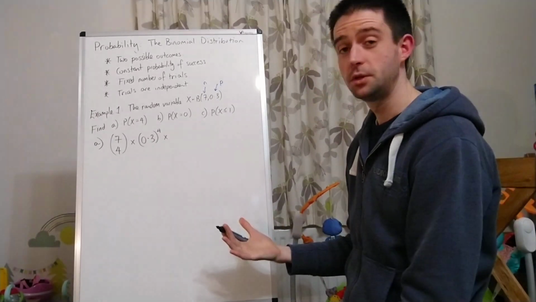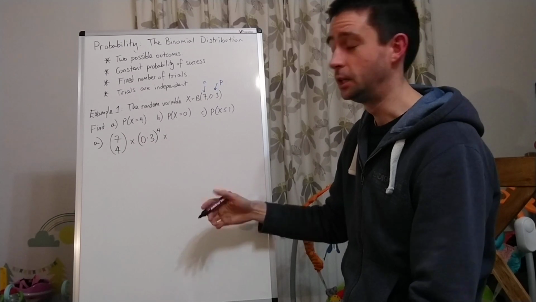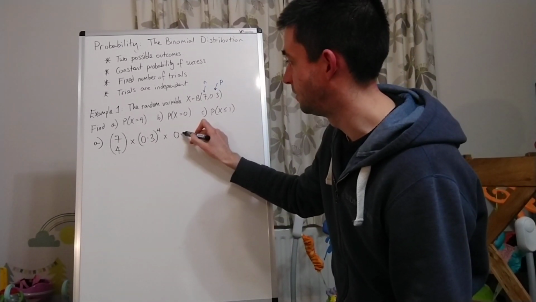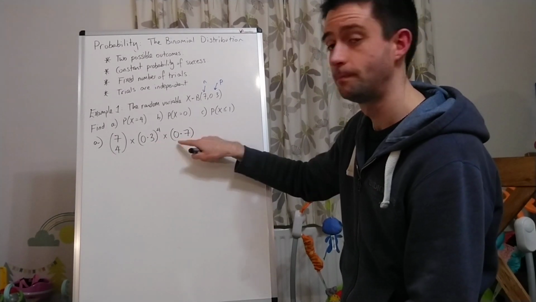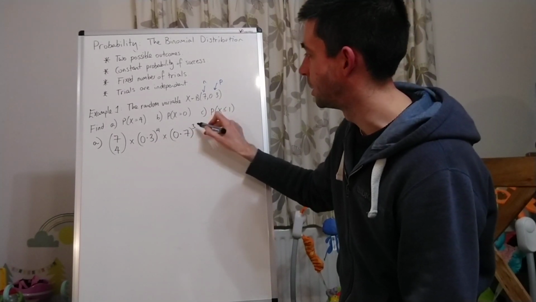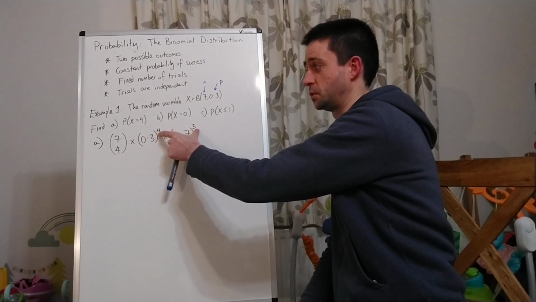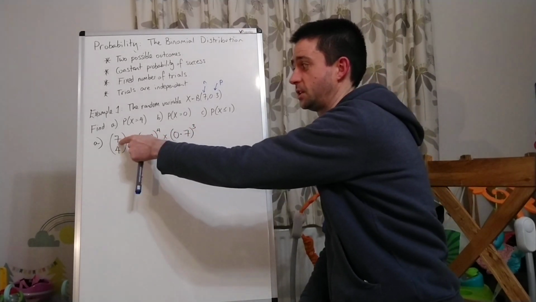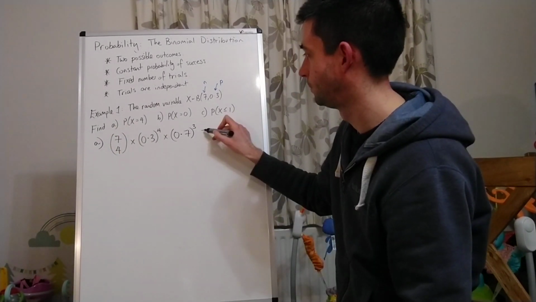Now, I'm going to lose 3 times. So if I win 4 times in 7, I'm going to lose 3 times. Now my probability of losing is 0.7, because these have to add up to 1. And the number of times that I lose has to be 3, because wins plus losses, or successes plus failures, has to equal the number of times I did the experiment, the number of attempts that I had.